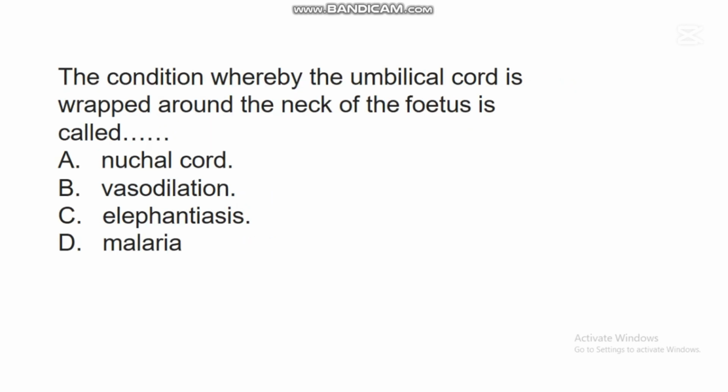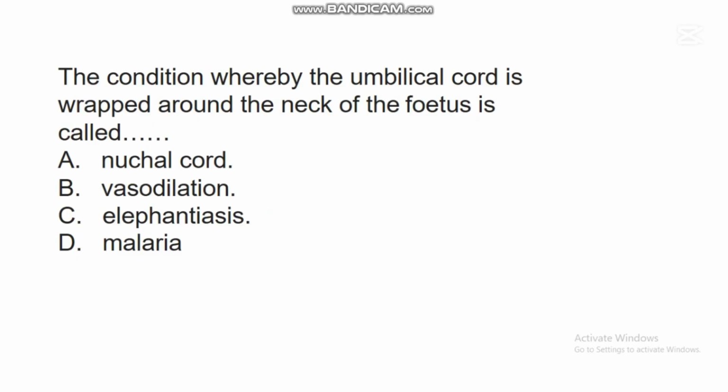The next question says, the condition whereby the umbilical cord is wrapped around the neck of the fetus is called dash. A. Nuchal cord. B. Vasodilation. C.